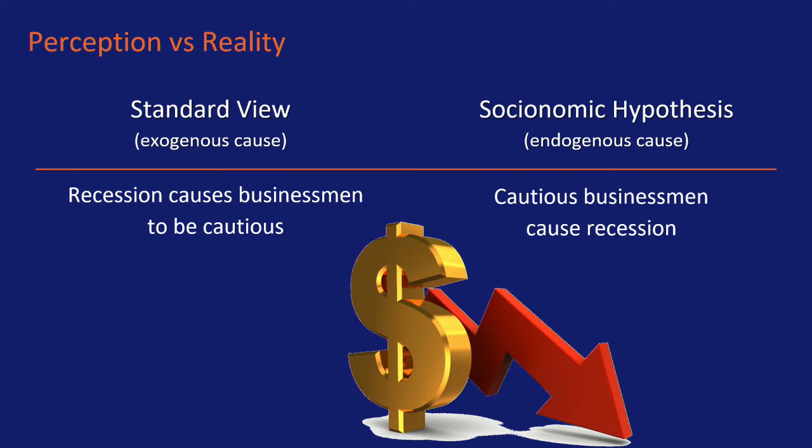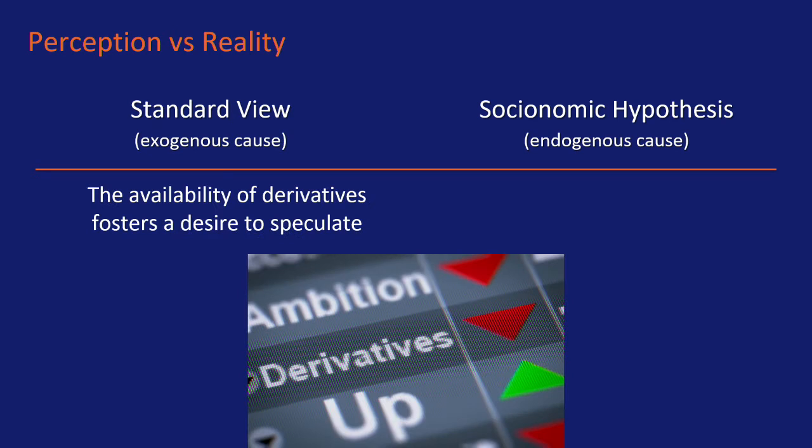So human action is part and parcel of purposeful behavior. But what is the dominant theme? Is it emotion or is it social mood? You see, emotion and social mood are remarkably different. Perhaps one of the best examples that we can make today using the standard view of economics is that the availability of derivatives fosters a desire to speculate.